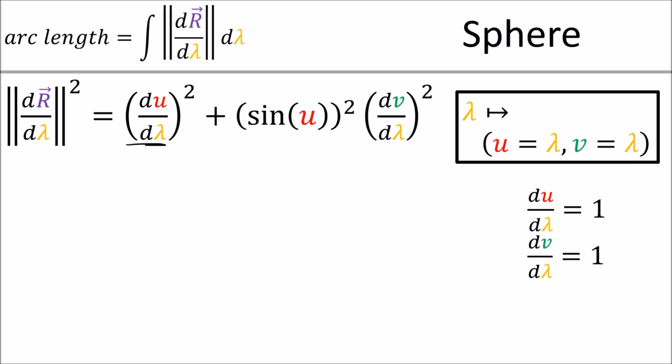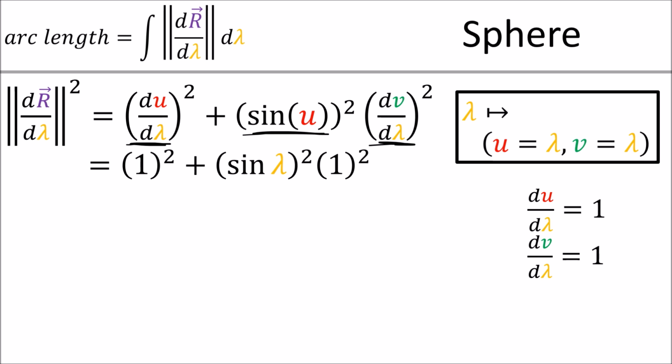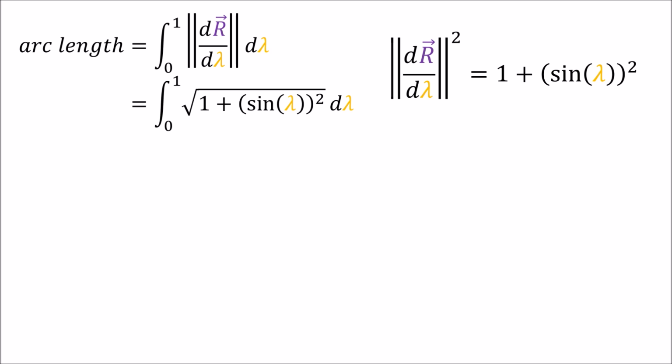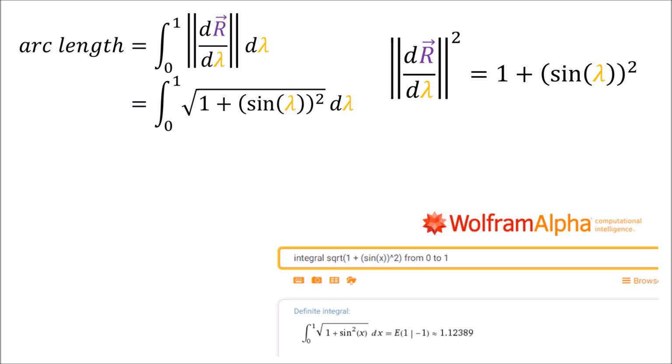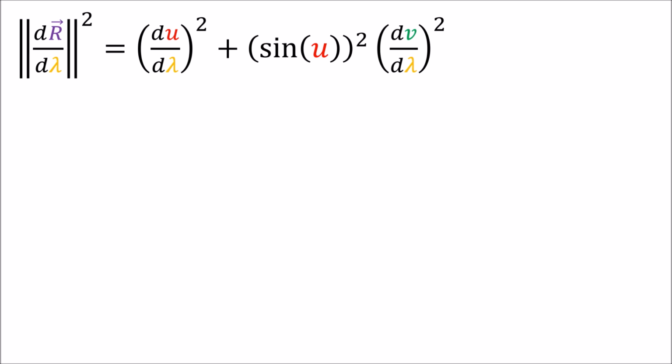So plugging 1 into here and 1 into here and lambda into here for u, we get this, which is really just 1 plus sine of lambda squared. And if you recall, this is exactly what we got before using the extrinsic approach with the x, y, z variables. So again, this integral is pretty hard to do by hand, but giving it to Wolfram Alpha, we see once again that the answer is about 1.12389.